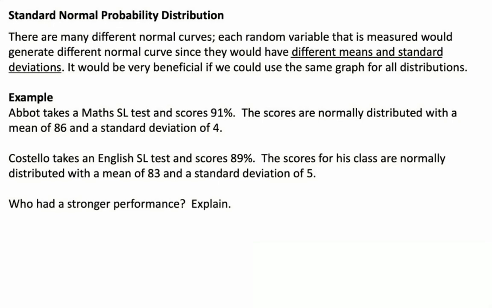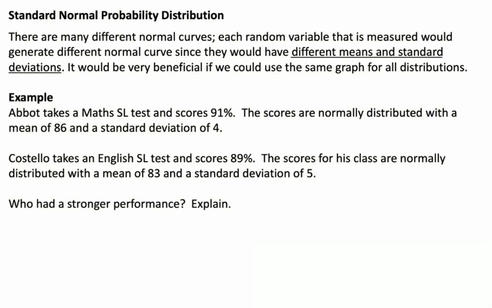So let's take a look at a concrete example. Abbott takes a maths SL test and scores 91%. The scores are normally distributed with a mean of 86 and a standard deviation of 4. Costello takes an English SL test and scores 89%. The scores for his class are normally distributed with a mean of 83 and a standard deviation of 5. Who had a stronger performance?